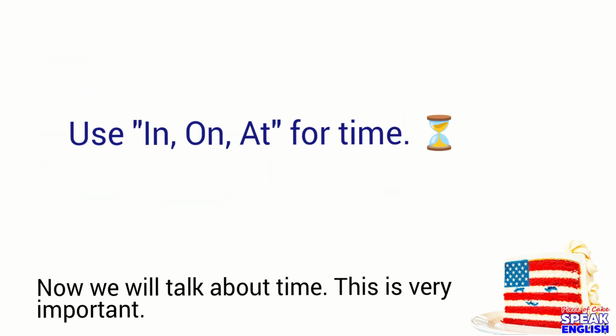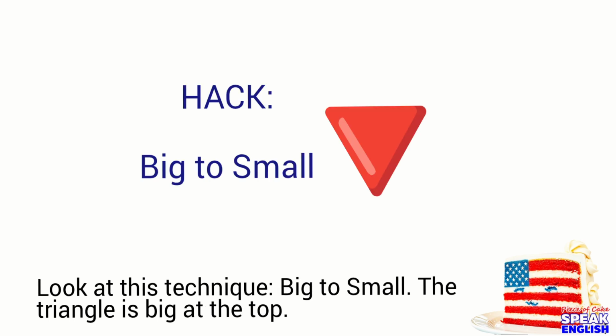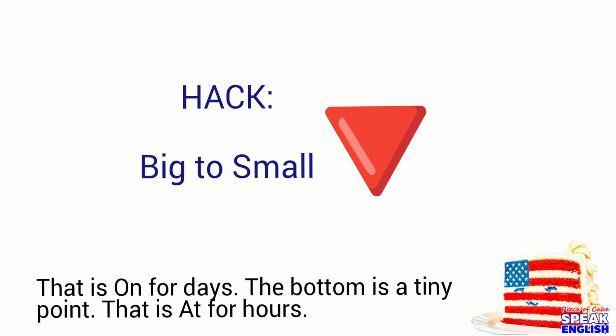Now we will talk about time. This is very important. We use in for long times, on for medium times, and at for short times. Look at this technique, big to small. The triangle is big at the top. That is in. It is for years and months. The middle is smaller. That is on for days. The bottom is a tiny point. That is at for hours.